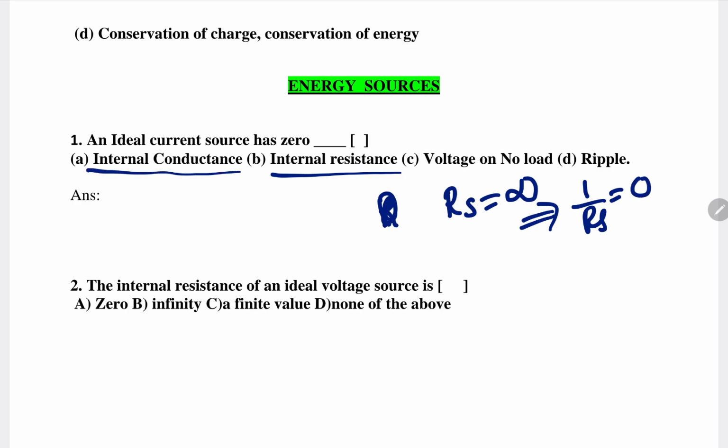Be very careful. If I take a voltage source, this is the internal resistance, and the total voltage has to go to the load, which means internal resistance must be 0. There should not be any voltage drop. So ideal voltage source internal resistance is 0.